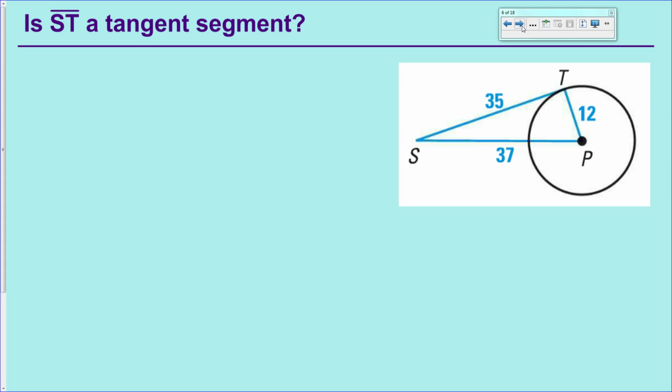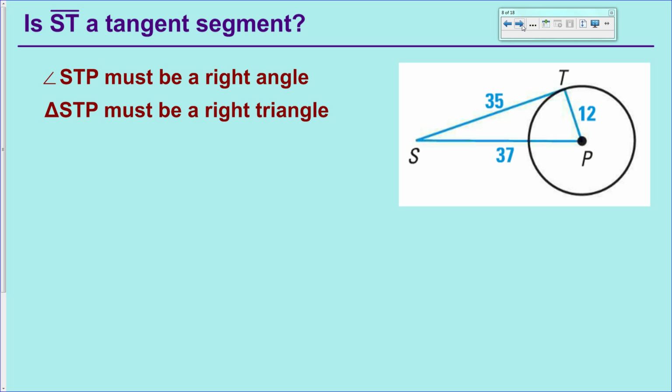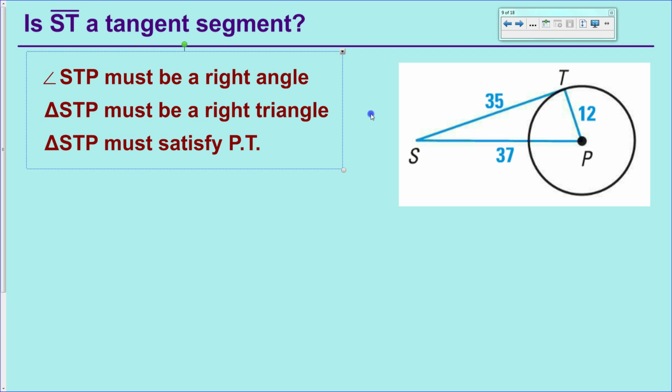The next example is slightly more complex, and it's asking you simply, is ST a tangent segment? If it were a tangent segment, what would be true? Well, if it were a tangent segment, then this angle right here, STP, would be a right angle. And if STP were a right angle, then triangle STP would be a right triangle. And if STP were a right triangle, then it would satisfy the Pythagorean theorem.